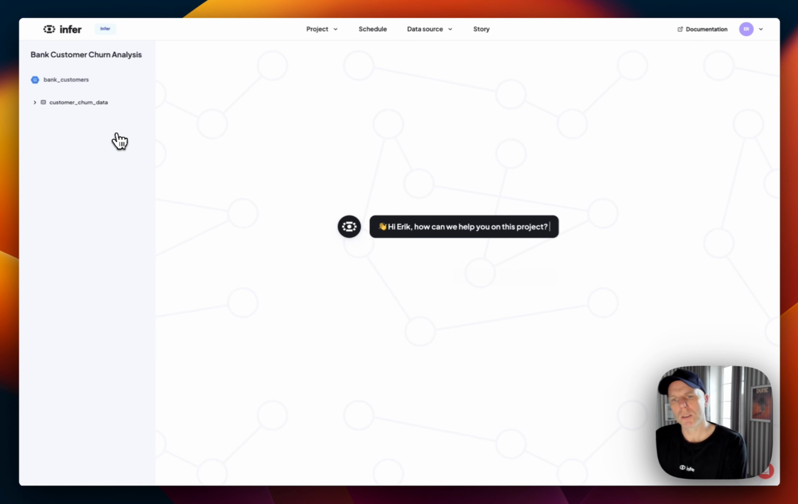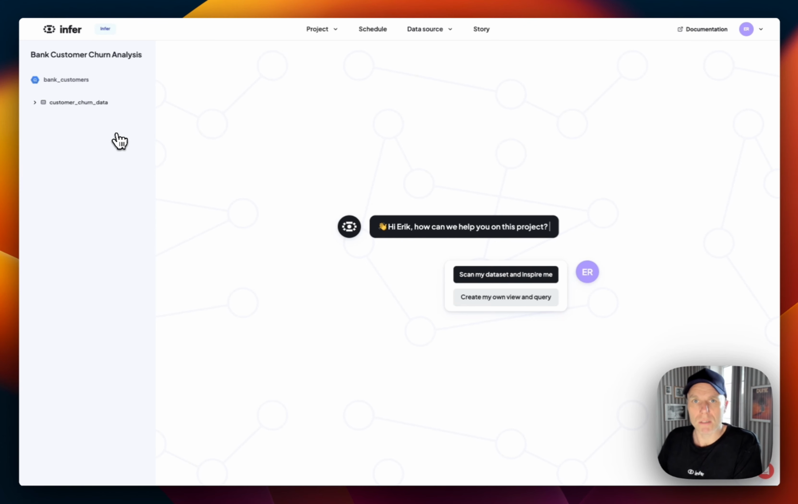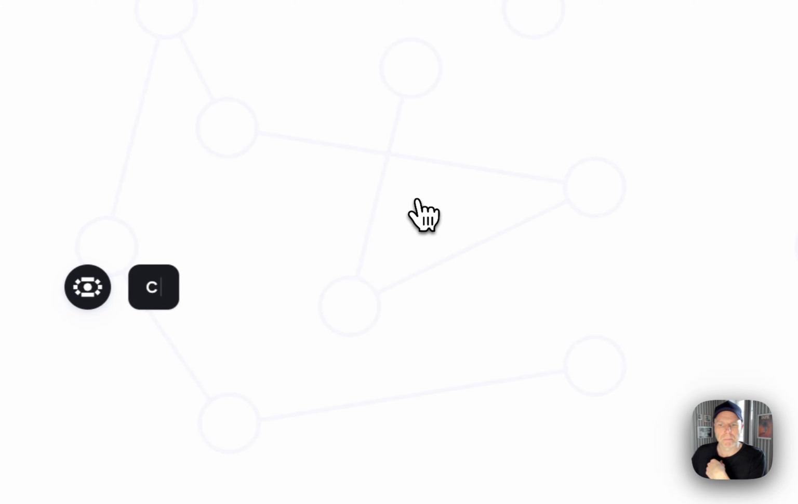The first thing that happens when you create an Insights project in Infer is that you're given two options. You can either create it yourself from scratch, which means writing SQL code to fetch data from the data warehouse and writing SQL code to execute and train your model on our GPU cluster. Or you can have Infer analyze your dataset and give you some suggestions, what we call Inspire Me, for the type of analysis that you could be doing. I'm going to have it inspire me.